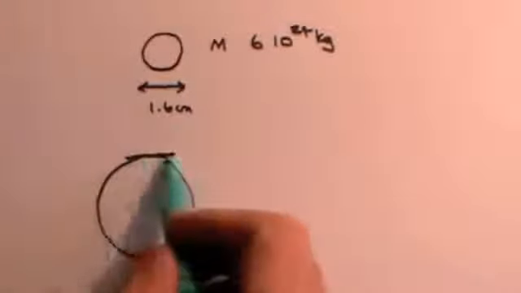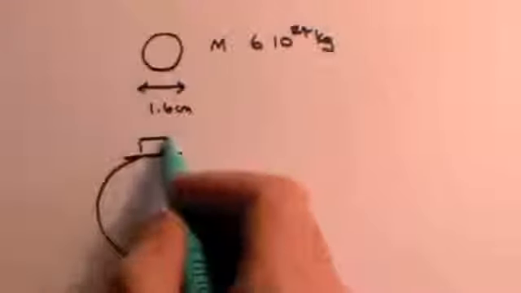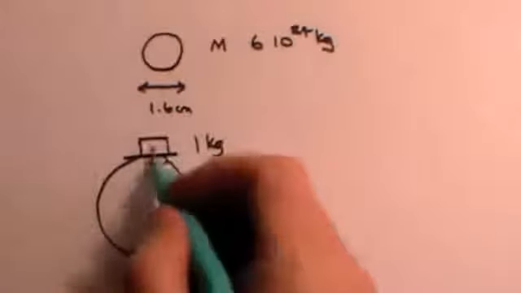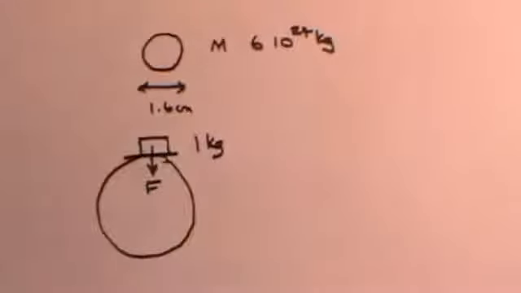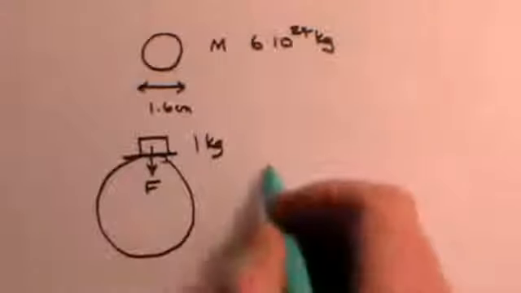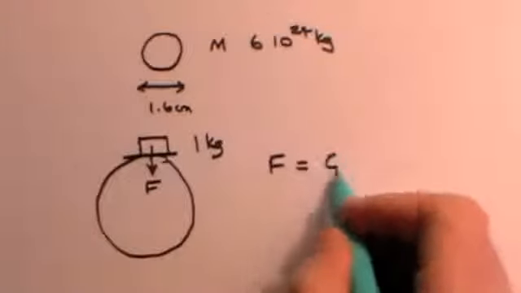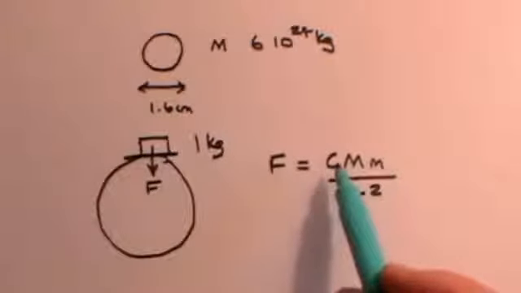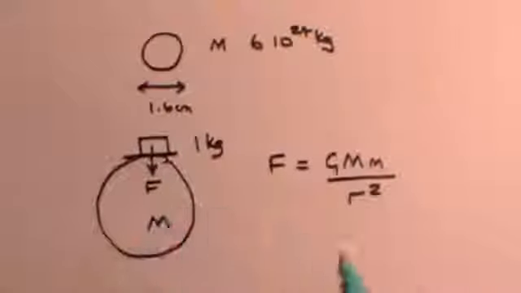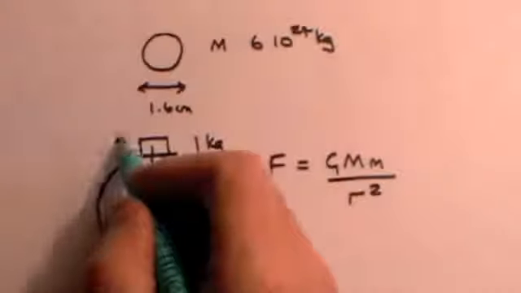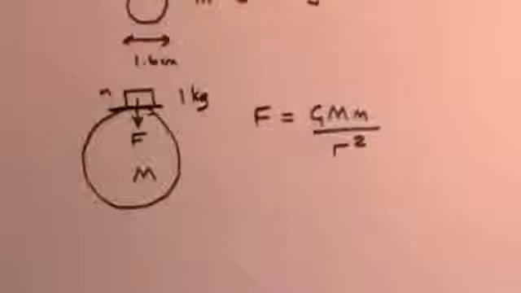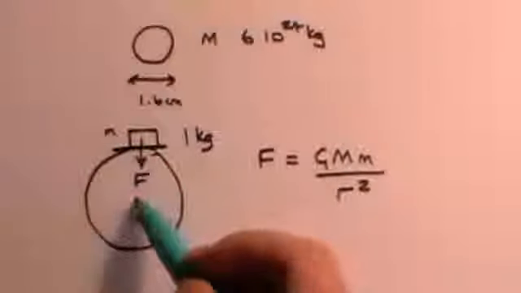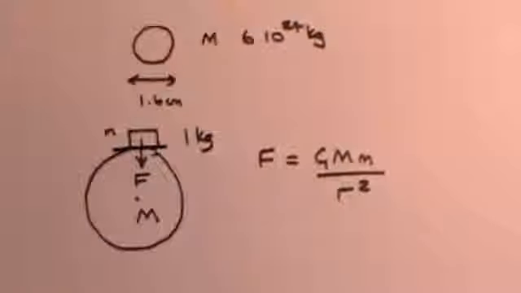And I'm going to put here a floorboard on the Earth, and I'm going to put a 1 kilogram weight on that floorboard. And I want to know, what is the force of gravity acting on that 1 kilogram weight? Well, we had the formula before. The formula is G M m over r squared. And in this case, G, of course, is the gravitational constant. We know that. M is the mass of the Earth. That's capital M. Little m is my 1 kilogram weight. And r is the radius of the Earth. It's the distance from the mass to the centre of the Earth.